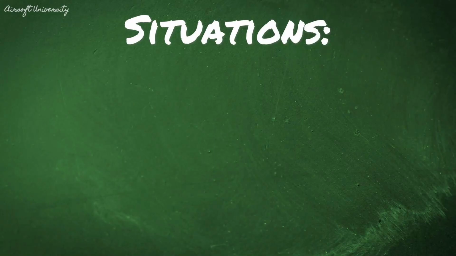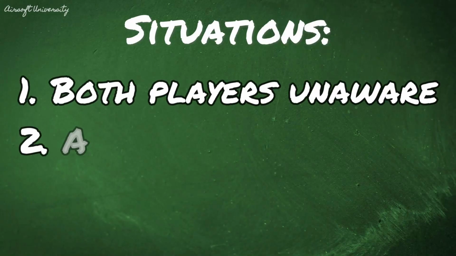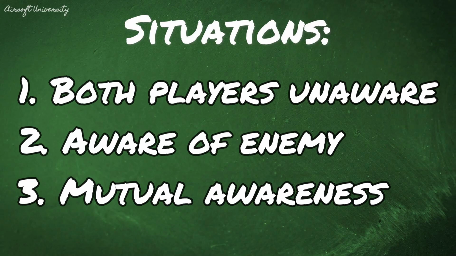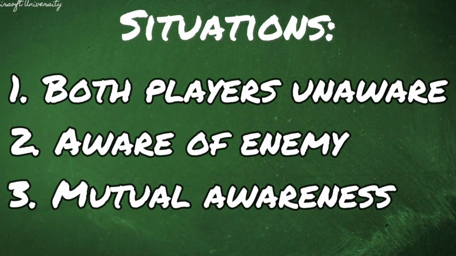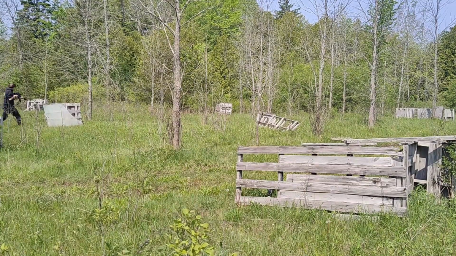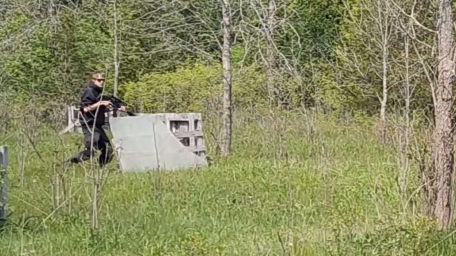There are three situations we'll be exploring. Neither person is aware of the other, you are aware of them, and finally the case where you are aware of each other. And yes, it's kind of difficult to figure out if the enemy actually knows where you are unless you're shot at already, but sometimes you just kind of know.